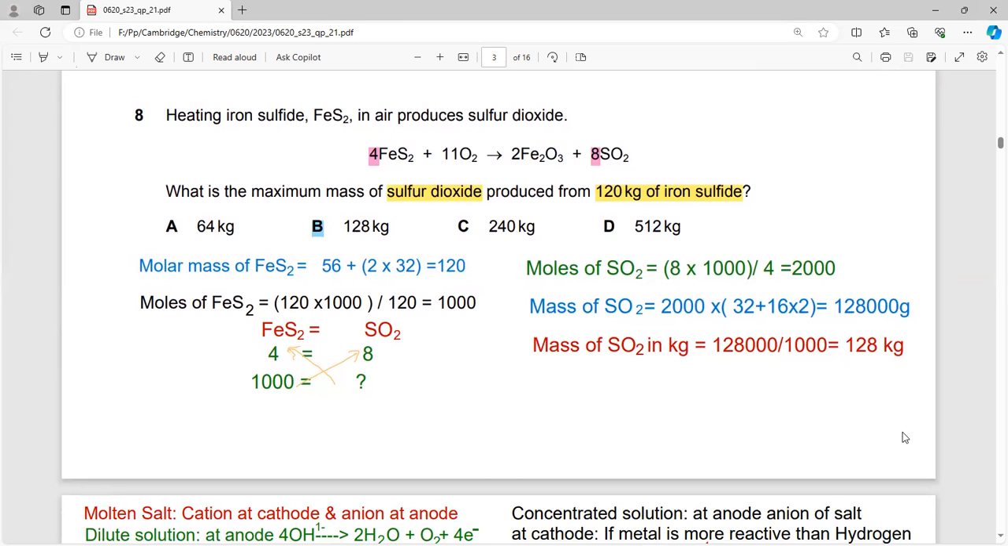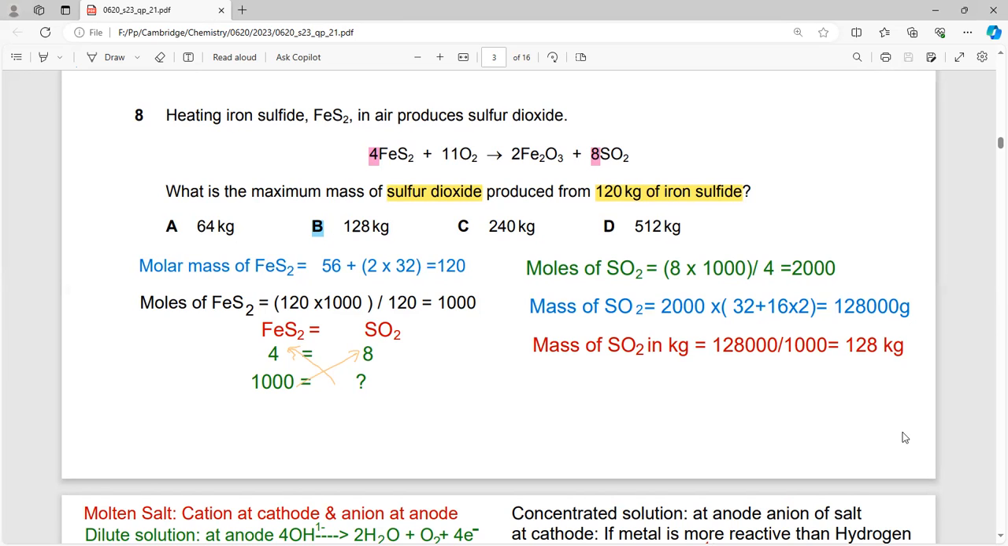Question number 8. Heating iron sulfide in air produces sulfur dioxide. So iron sulfide reacts with oxygen, producing iron oxide plus sulfur dioxide. What is the maximum mass of sulfur dioxide produced from 120 kilograms of the iron sulfide? In this question, with the reference of the reactant, we are going to find the amount of the product.